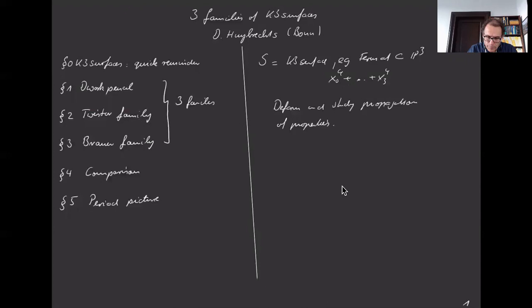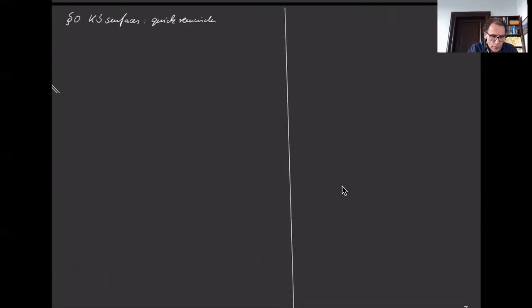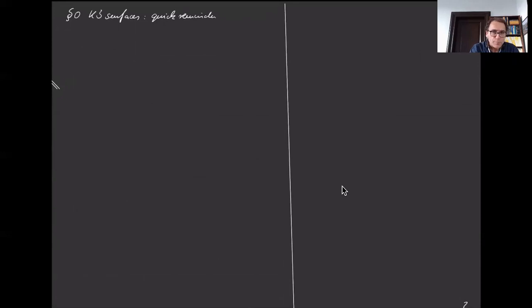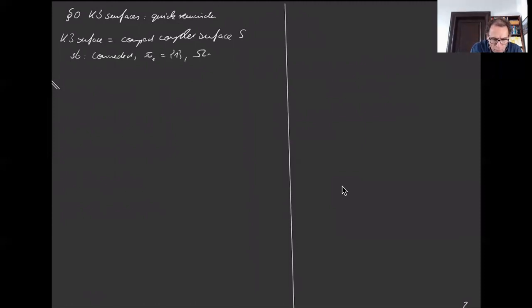Okay, before I really dive into the discussion of these three families, let me recall what you need to know about K3 surfaces in order to follow this talk. So just recall that a K3 surface is a compact complex surface S, such that we want it to be connected, we want it to be simply connected, and we want its sheaf of holomorphic two forms to be trivial.